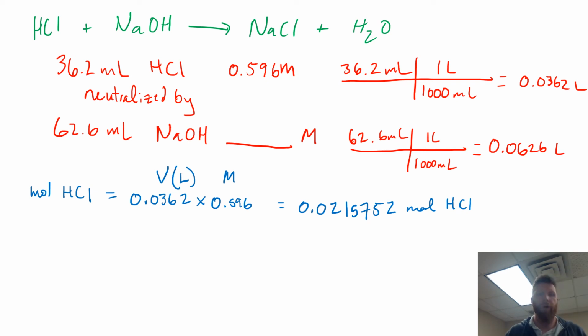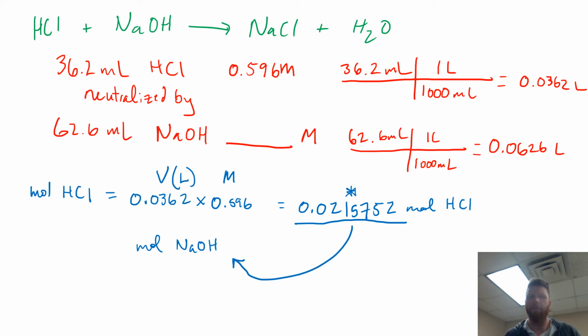we need 1 mole of sodium hydroxide in order for the reaction to go to completion. In this case, we don't have 1 mole, however, we do have 0.02157552 moles of HCl. So what we need to know is if we have this many moles of HCl, how many moles of NaOH do we need? And to answer that question, well, it's kind of simple. The answer is simply the same, because our balanced chemical reaction shows us a molar ratio of 1 to 1. So if we have 0.0215 moles of HCl, we need 0.0215 moles of sodium hydroxide.